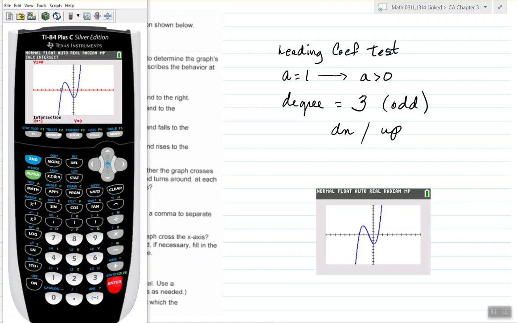I'll write that down in a minute. Then second, calc, intersect again. Head to the second one. Enter, enter, enter. -1. Then a third time, second, calc, intersect. Head to the third one. Enter, enter, enter.